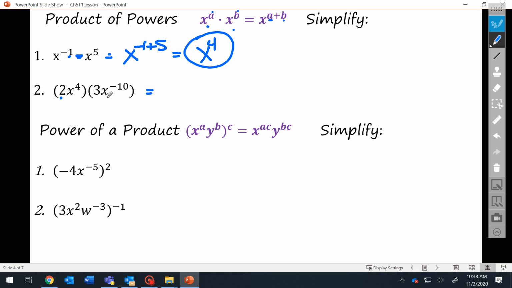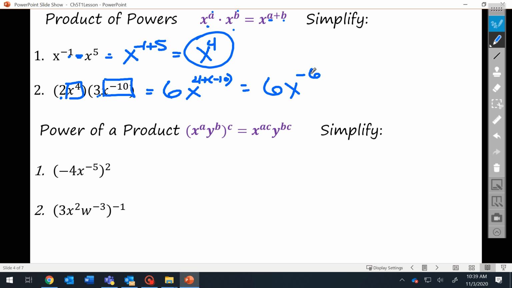All right, now 2 and 3 are not the same base, so they can just multiply together. 2 times 3 is 6. However, the x's, x to the 4th and x to the negative 10, those do have the same base, so we can add the exponents, 4 plus negative 10. And that becomes 6x to the negative 6th.